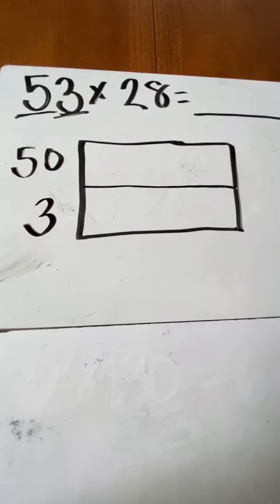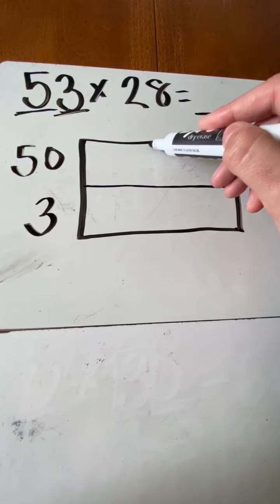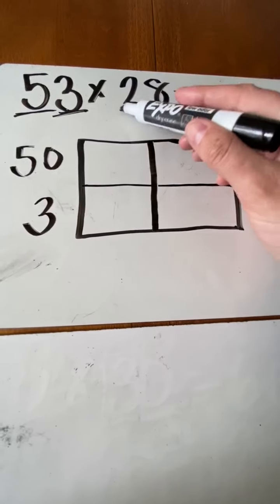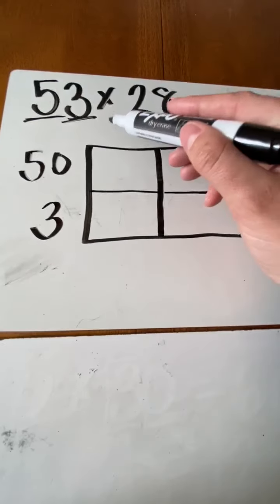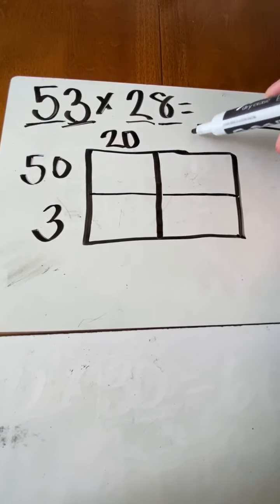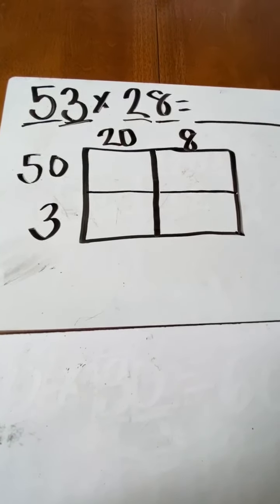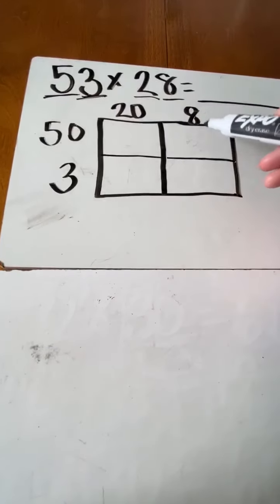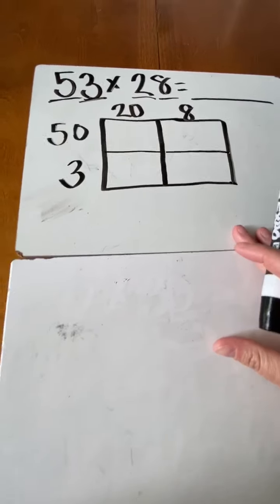Here, again, I have another 2-digit number, so I need to break my box apart this way into two parts. I have a 2 in my tens place, so that's going to give me 20, and an 8 in my ones place, so that's going to give me an 8. So now I need to find the answer for each one of these boxes.